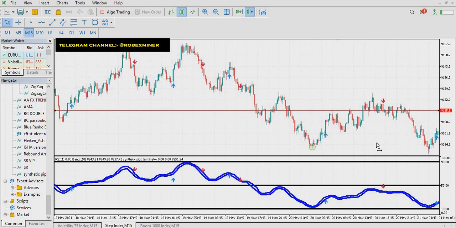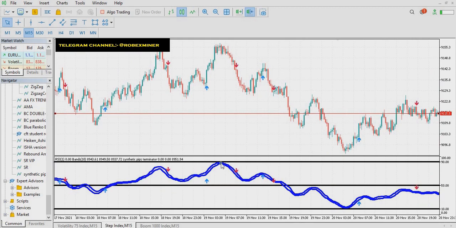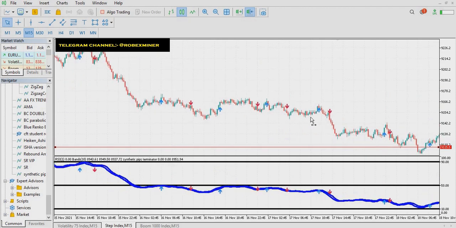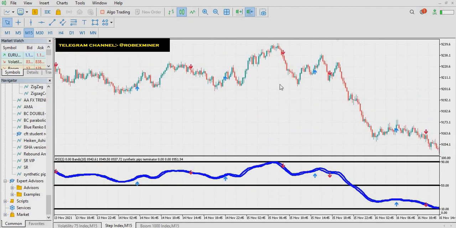All right. Okay, see another here. Take it from here. Very simple. So that's 15 minutes. It works on all time frames. I prefer 5 minutes because it's fast.